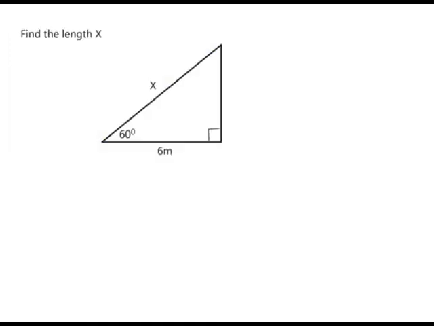An example, find the length x. In the solution, cos 60 degrees is equal to 6 over x, that is adjacent over hypotenuse. Cross multiplication, x times cos 60 is equal to 6. We divide both sides by cos 60, and x is equal to 6 over cos 60. Cos 60 is equal to 0.5, and therefore 6 over 0.5 gives us 12, and so x is 12 meters.